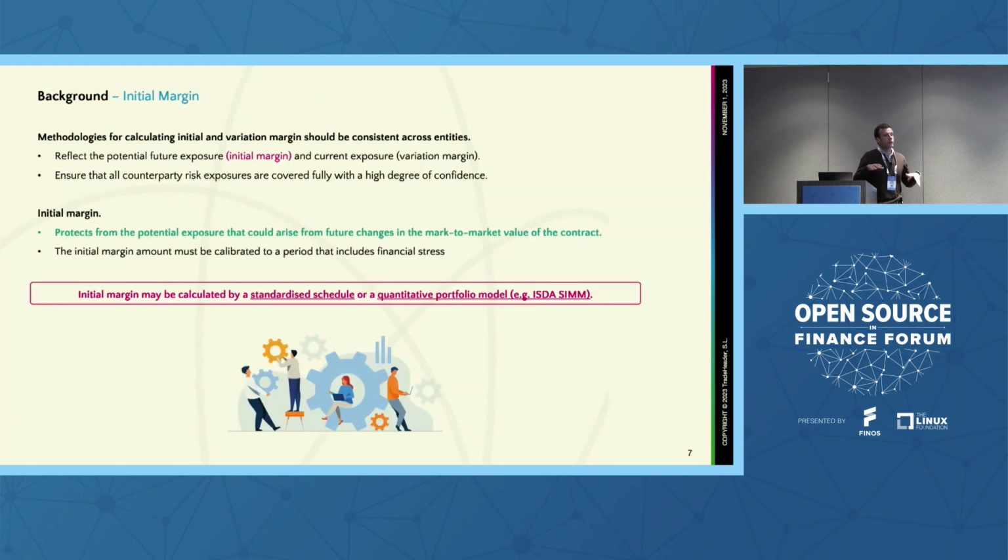So what we have in the industry nowadays is 2 main families of initial margin calculations. And we're going to see the implementation of those in CDM. The first one, which is the simplest one, is what we call a standardized schedule. And the second one is a family of methodologies, what we call quantitative portfolio models, in which probably the most famous one in the derivatives world is the SIMM.